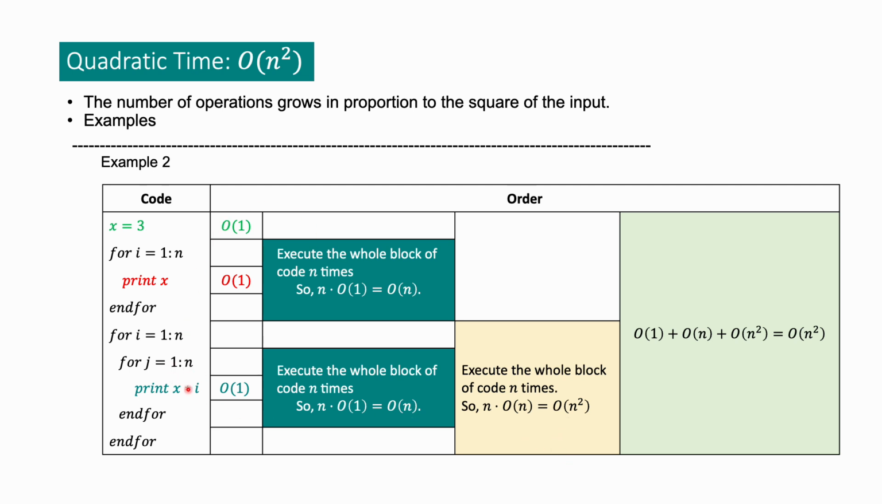Now as a whole, what do we have? We have this, which is O of 1, and then we have O of n, and then we have O of n squared. They're adjacent to each other, so we add them. So basically, you have O of 1 plus O of n plus O of n squared. That's O of n squared. So we always take the value of the dominant complexity.